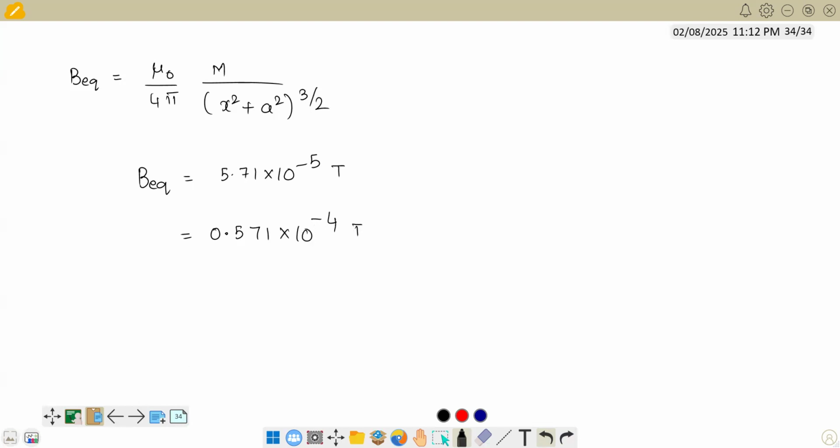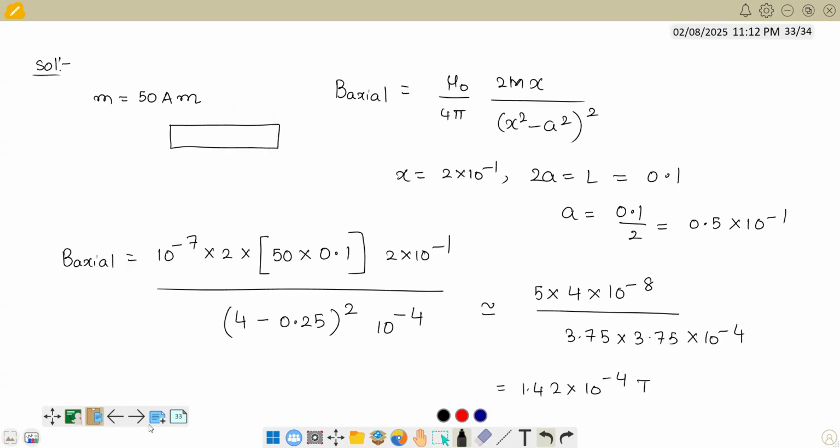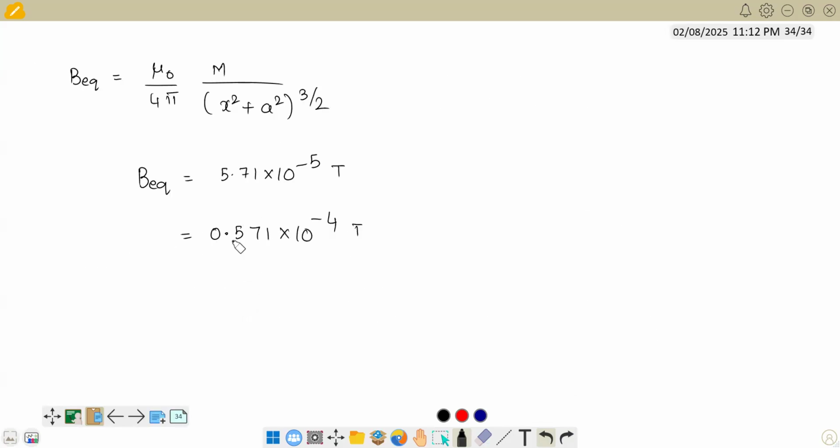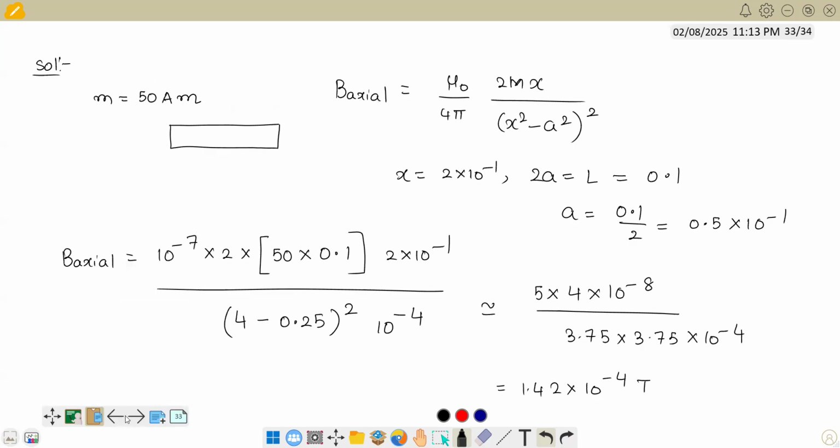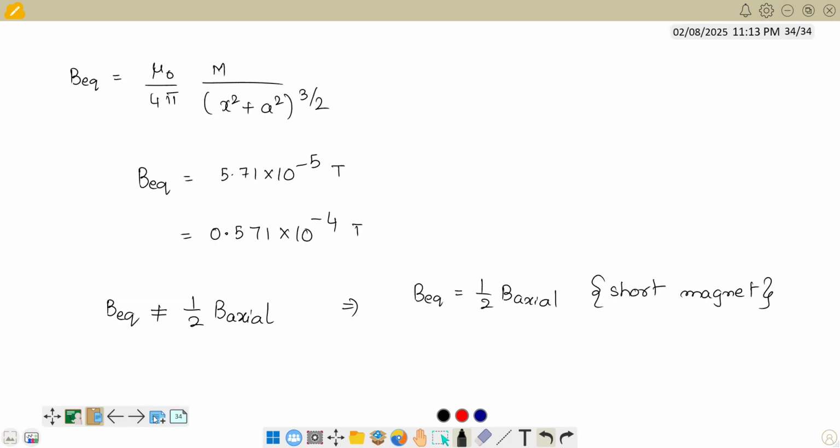If you noticed, here B equatorial is not half of B axial. Earlier we used to get exactly half. Now it is not exactly half. It will be slightly lesser than half of that. So this is one thing that will help you while solving problems. Here B equatorial is not equal to half of B axial. B equatorial is equal to half of B axial only for short magnets. If the magnets are of normal size, like the ones given here, these concepts are not valid. We'll go for the next one.